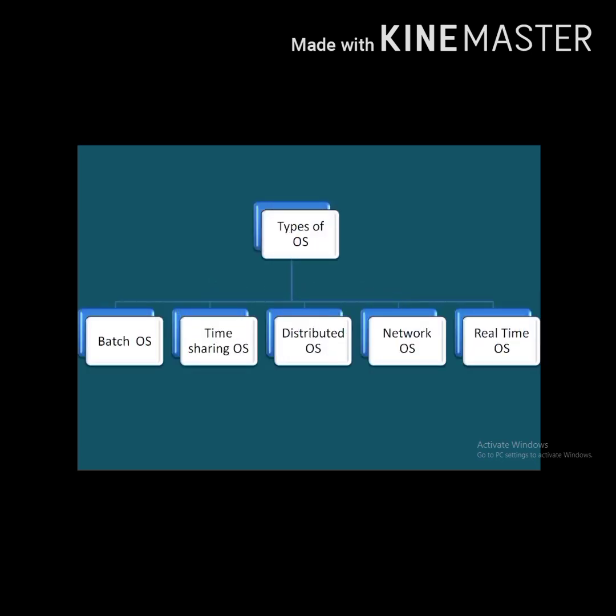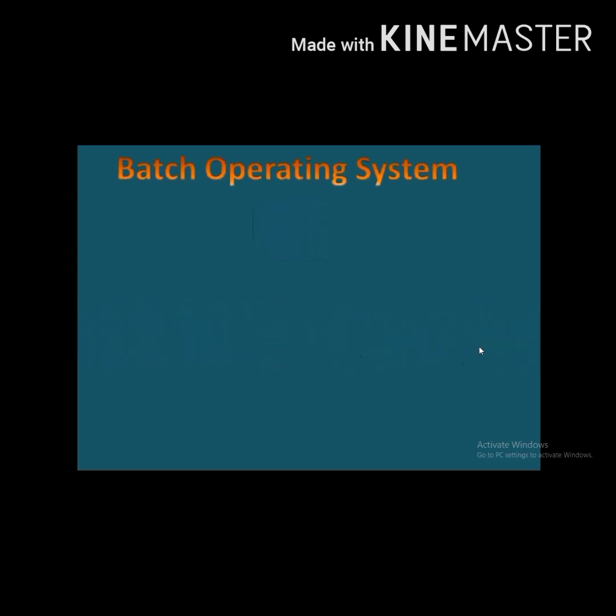In the next part we have types of operating system. What are the different types? They are batch operating system, time sharing operating system, distributed operating system, network operating system, and real-time operating system. Now students, let us see one by one how these operating systems work. First comes the batch operating system.